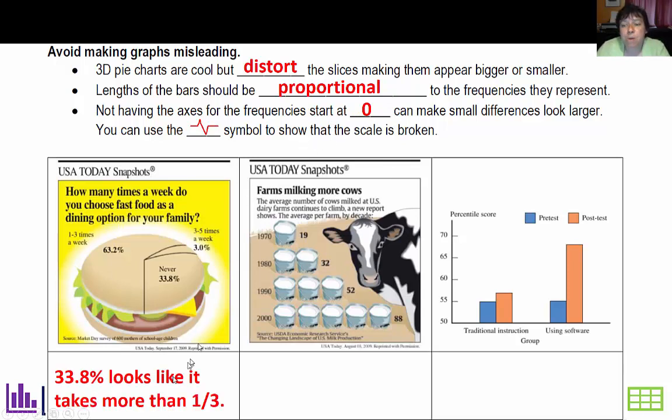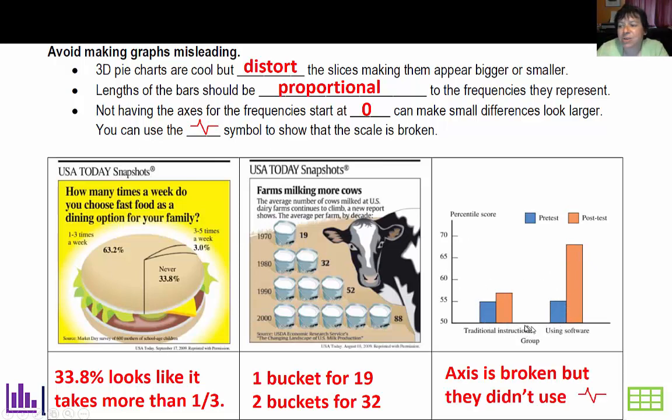So again, here, the problem with this graph is that it's distorted because it's 3D. That looks like it's a bit more than a third. Here, the problem is you got one bucket for 19, 2 buckets for 32. They should really be proportional. Someone probably should have cut part of a bucket out. And then on this one, the axis starts at 50 to 70, so it makes the one using the software look a lot better than traditional testing. The axis is broken, but they didn't use the symbol, so it's a little misleading.